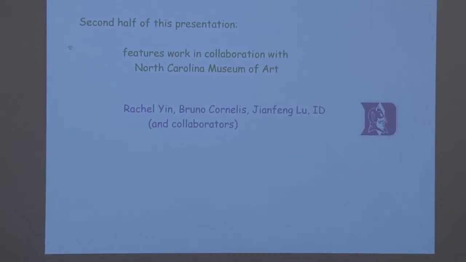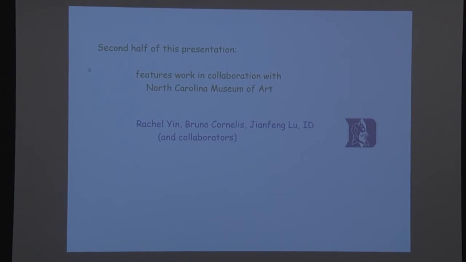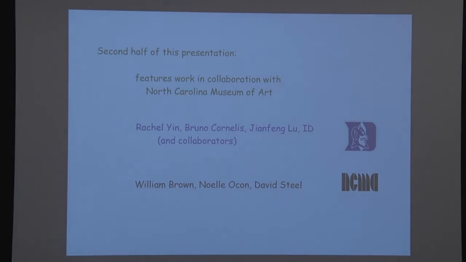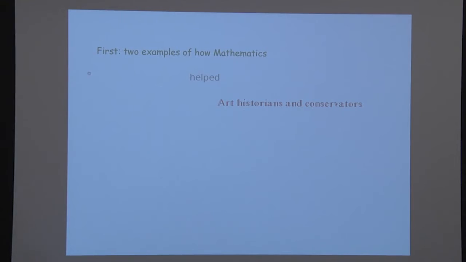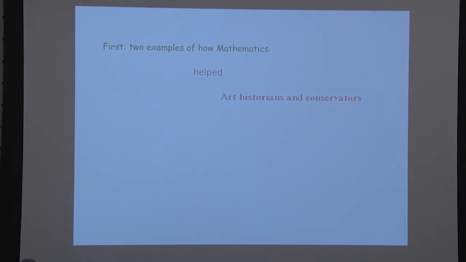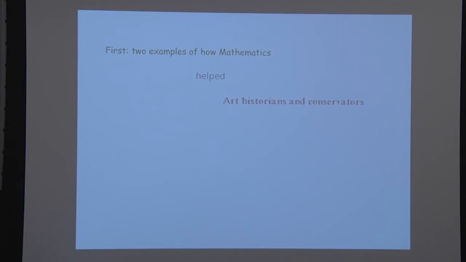So in the second half of this presentation, I will talk about my own work in collaboration with the North Carolina Museum of Art, and it will feature students and collaborators of mine, as well as curators and conservators at the North Carolina Museum of Art, and a Dutch artist. But before I start, I'd like to already tell you about two different examples of mathematics helping art historians and art conservators, which I think are two beautiful examples that I like to use in my teaching now.